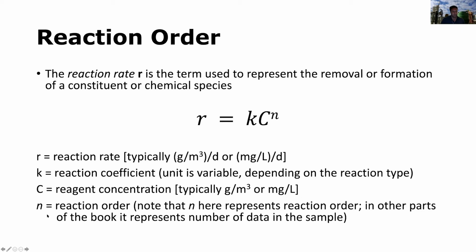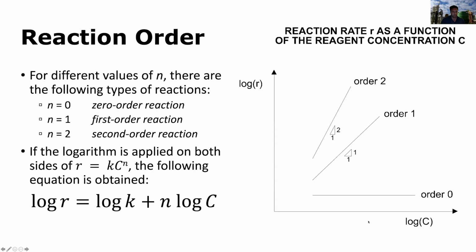N here, the coefficient N, is the reaction order. And here it's representing the reaction order, although you should note that in other parts of this course, we might use it to represent the number of data in a sample. The reaction order is typically equal to 0, 1, or 2 in environmental systems.